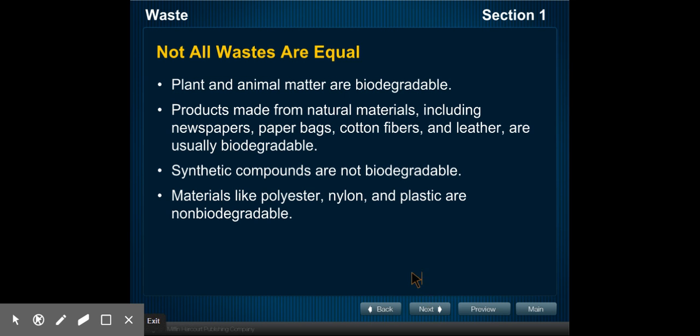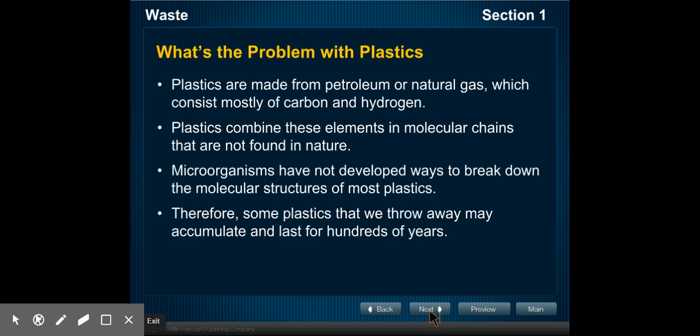So we know that plant and animal matter are biodegradable. We know that in nature it can be broken down. Fungus, bacteria, other organisms break these down. They include things like newspapers and paper bags, cotton fibers, leather, all typically biodegradable. Synthetic compounds, or the compounds that we make, are not. Those especially include plastics, also polyester and nylon, which are similar. Those are non-biodegradable, so they're around forever, even if they're broken down into smaller pieces.